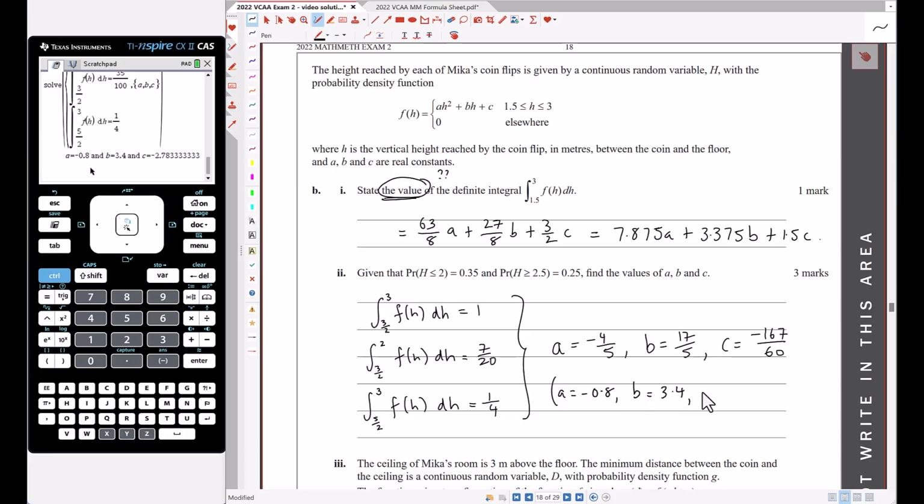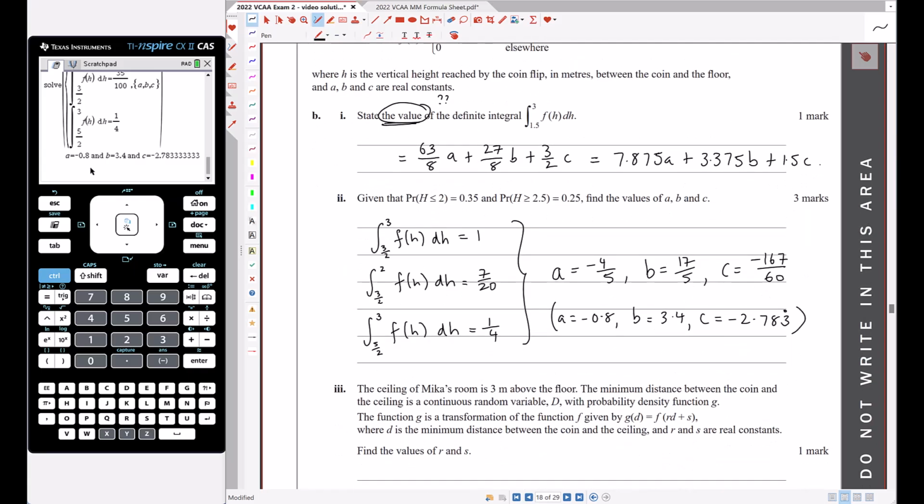They're exact, but the C value you would need to write as -2.783 recurring to give nice exact answers. Okay, the ceiling of Micah's room is 3 meters above the floor. The minimum distance between the coin and the ceiling is a continuous random variable d with probability density function g. Okay, so it's going to be g of d, yep.